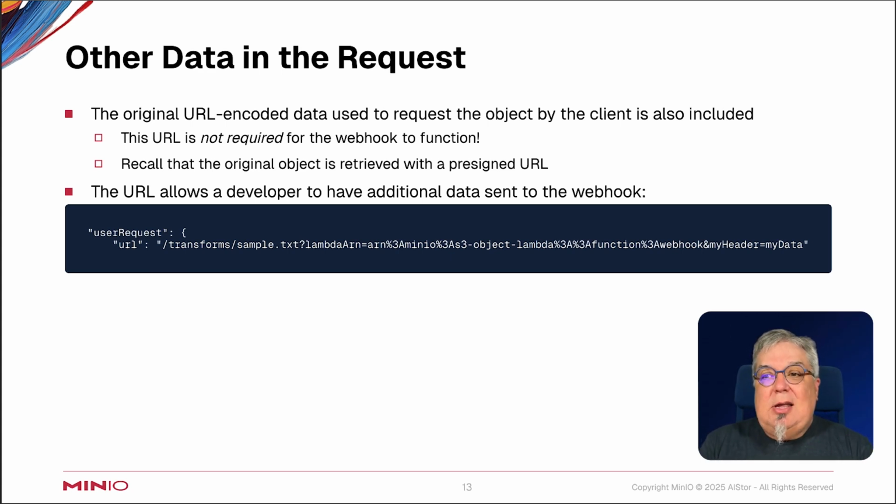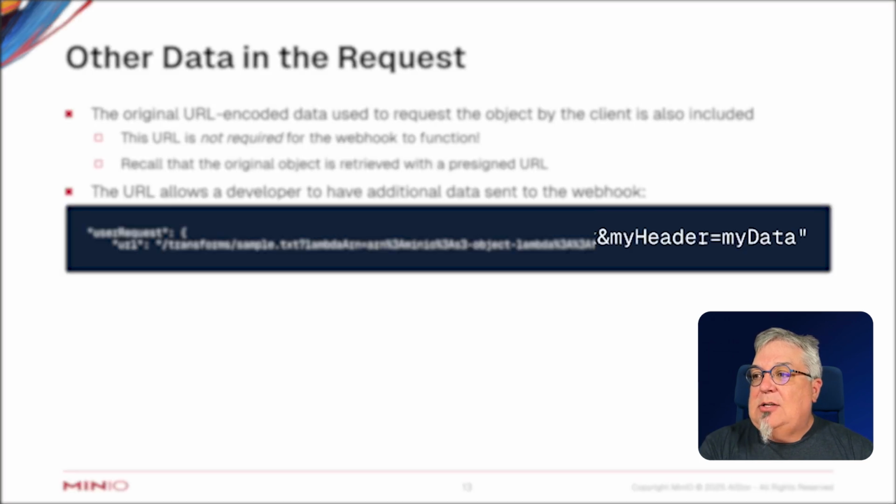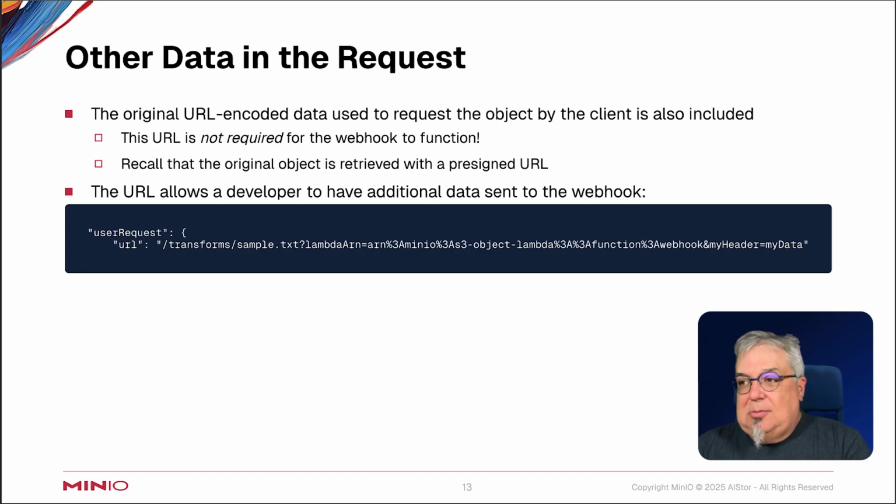Other data in the request. The biggest other thing in the request that comes in is the user request URL. This was going out to a transforms bucket. It was looking for the sample text. There's our Lambda ARN. That's kind of the magic that calls the actual webhook for us. And if you look very closely here at the very end, I have this ampersand myheader equals mydata. This header and data was just additional request parameters that I put into my code. It gets handed along as part of this user request.